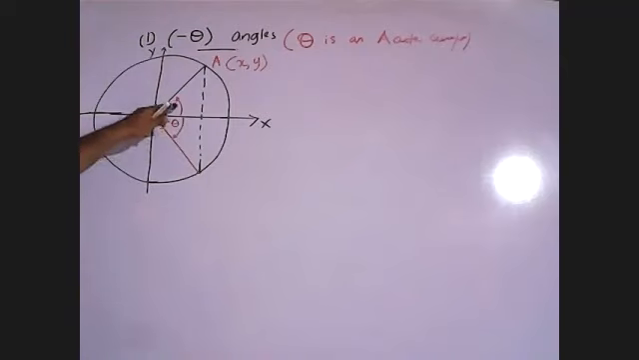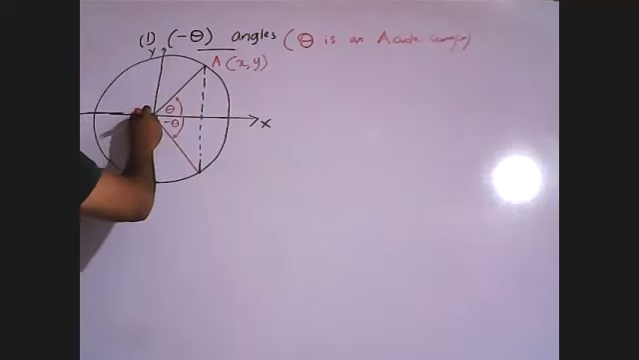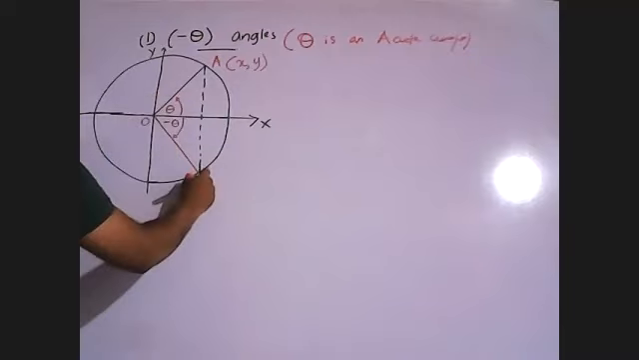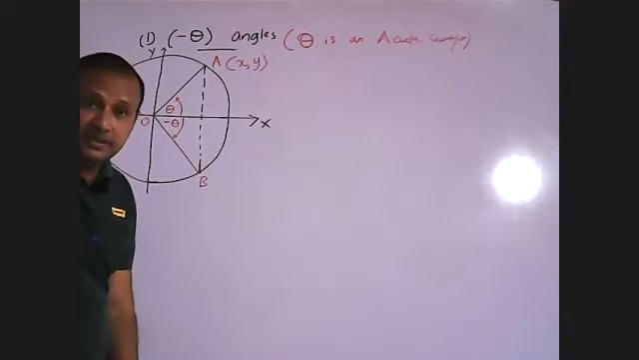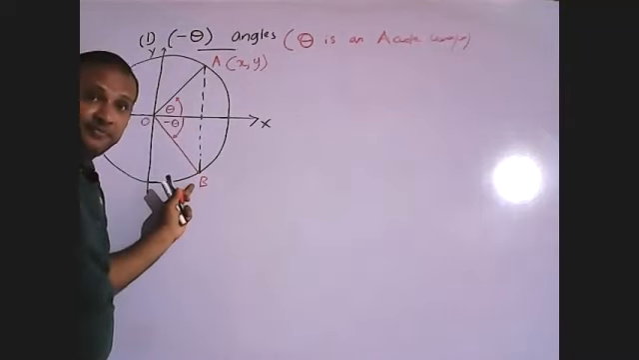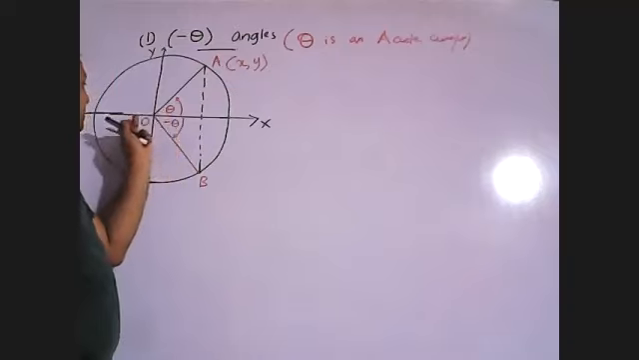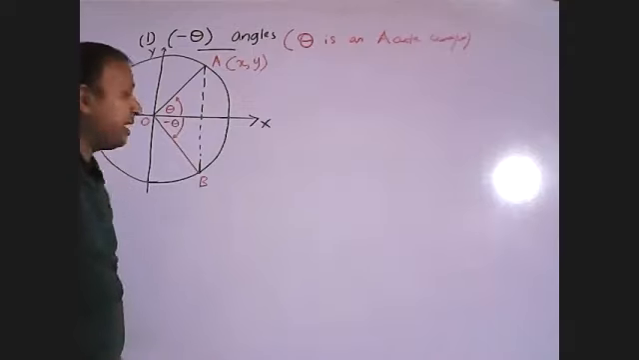So if it is minus theta, then this is a bisector to this angle. And you know these two sides, that means OA and OB (suppose this is B) are equal because this is the unit circle, and OA and OB are radii. Therefore OA equals OB, and OX is a bisector to this angle.